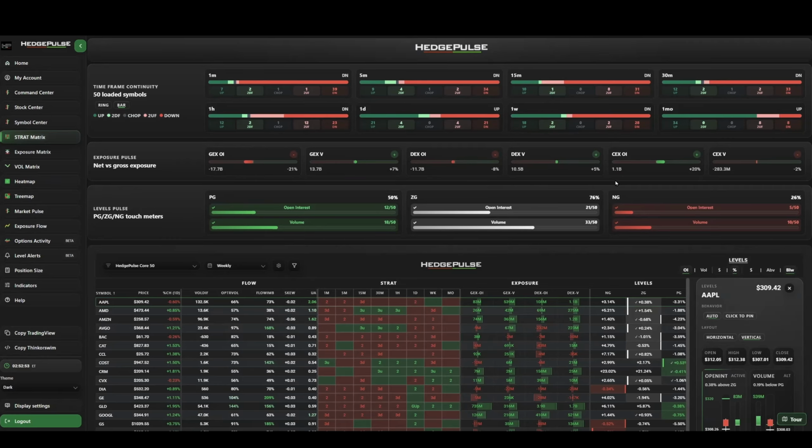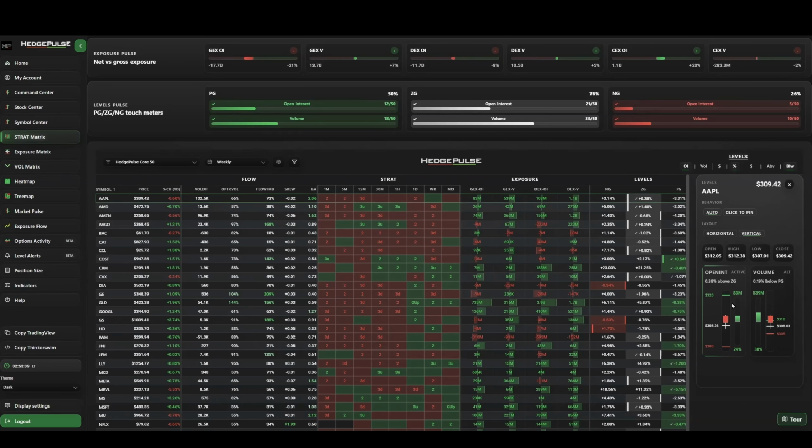Then we have delta exposure, charm. Below that, we have how many of the symbols have hit a key level today. In this case, you can see the open interest levels and the volume levels for PG. This many symbols have hit their respective PG level, and then ZG and NG. You can also see the levels here on the right.